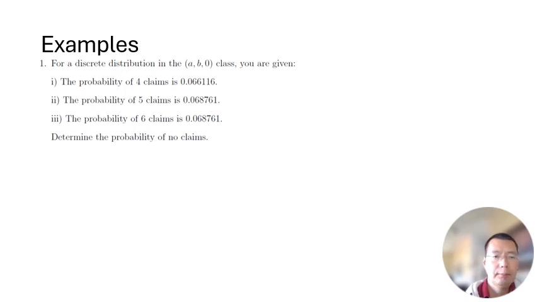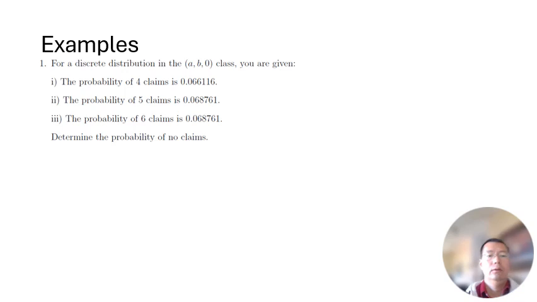Now let's look at some examples. For a discrete distribution in the (a,b,0) class, you are given the probability of 4 claims is 0.066116, the probability of 5 claims is 0.068761, and the probability of 6 claims is also 0.068761. Determine the probability of no claims.